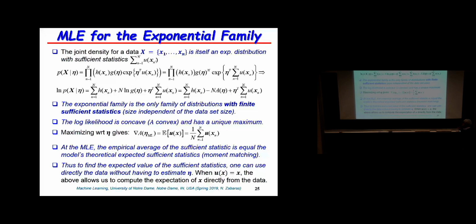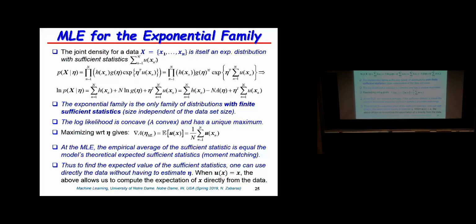It's the exact moment, basically, of the sufficient statistics. All right? And so I put n on the other side, and what's the derivative of this? It's the summation of u of x_n. So what you get is this amazing result that the empirical mean matches the exact expectation of the sufficient statistics. This is what's called moment matching, okay?